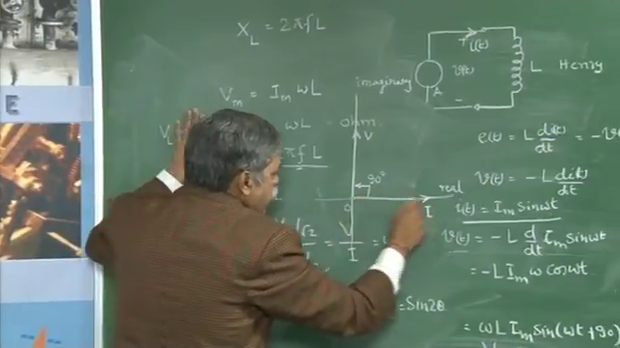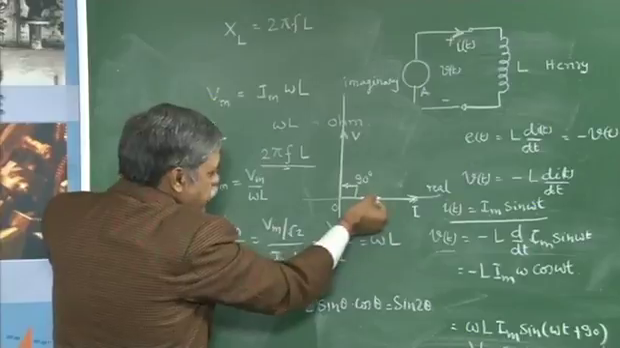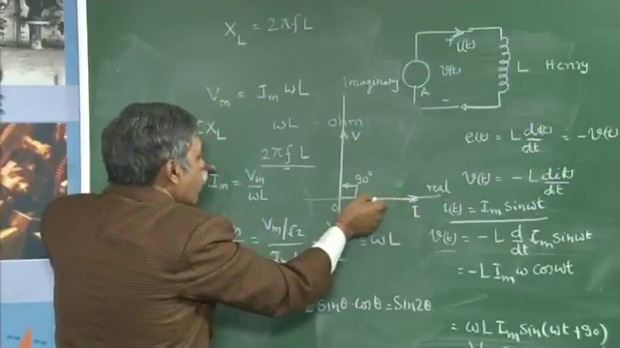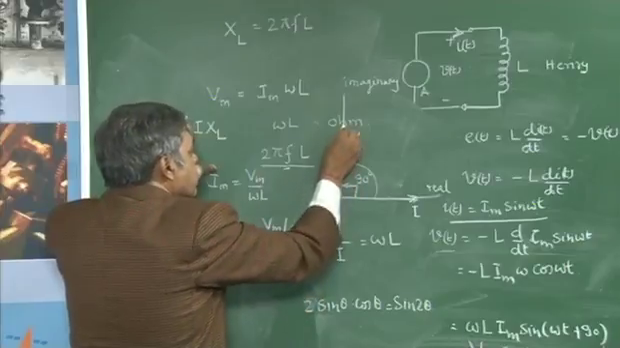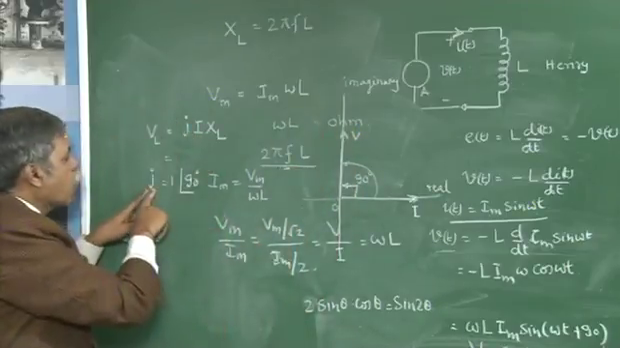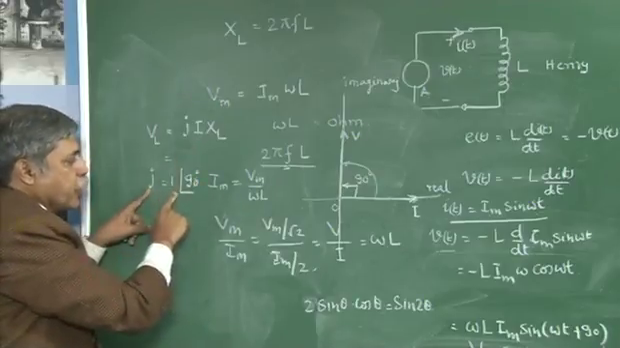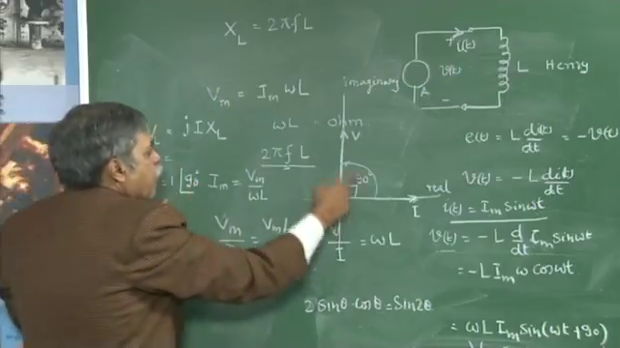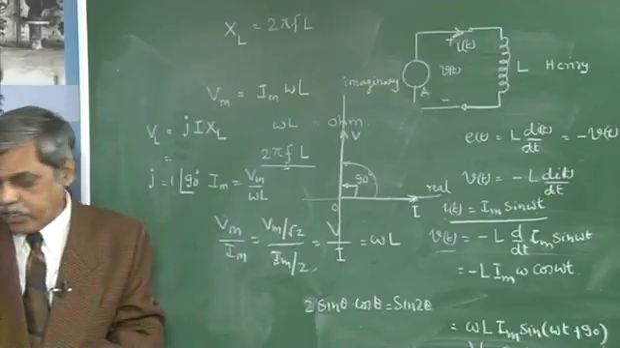IXL will be along this reference line. When I put J, this IXL, which is along the reference line, will now be rotated by 90 degrees, therefore it comes to this position. So that is what happens: when you operate this IXL by J, without altering the magnitude, the position of the vector will be rotated by 90 degrees in the counterclockwise direction. Okay.